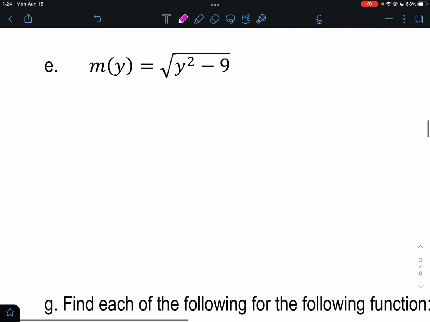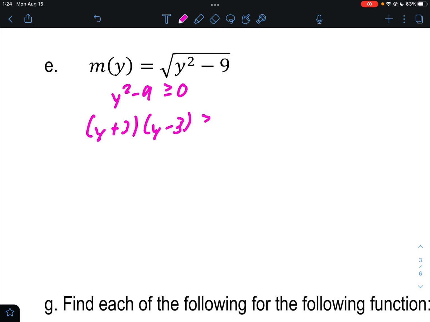Letter E. Again, we want what's under the radical to be greater than or equal to 0. So solve this. We're going to say y plus 3, y minus 3, greater than or equal to 0. Equal to 0 is pretty easy to see. It's going to be when y is -3 or +3. Those are the two numbers we're going to put in our number line here: -3 and +3. Because it says equal to, we're going to put closed circles on those.